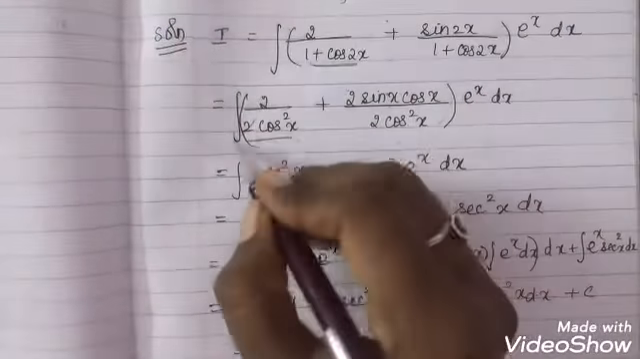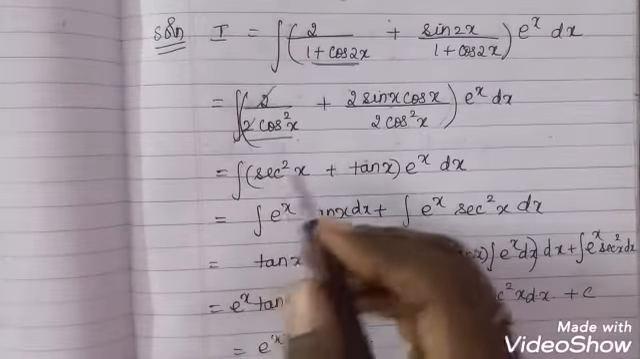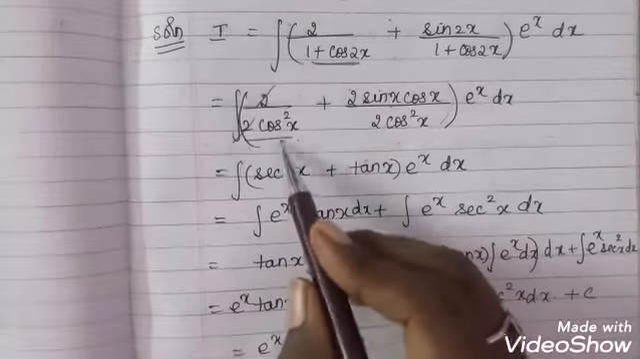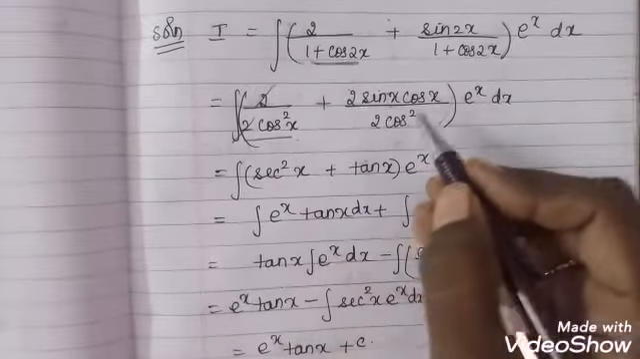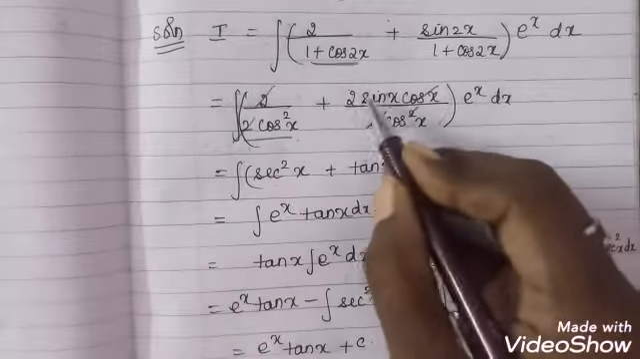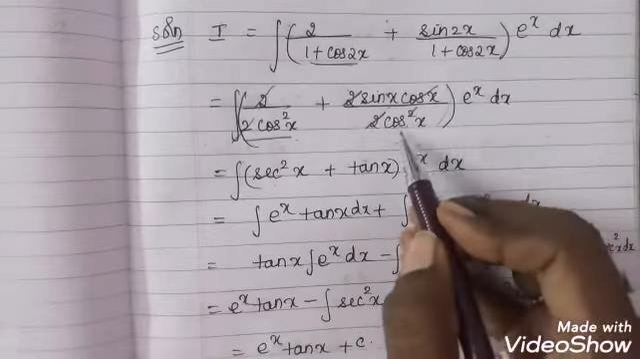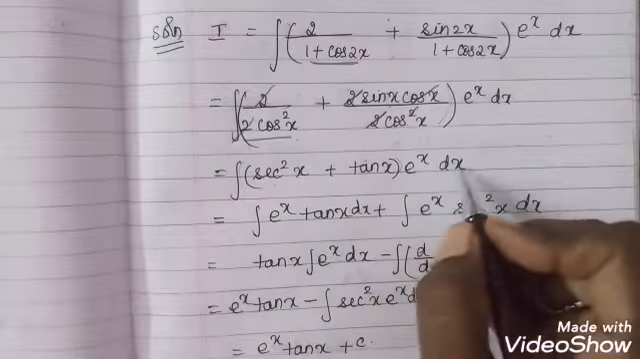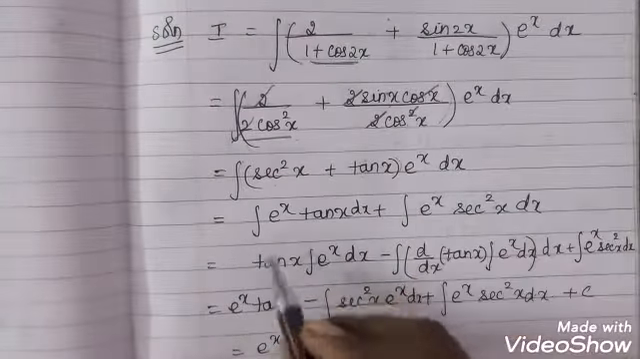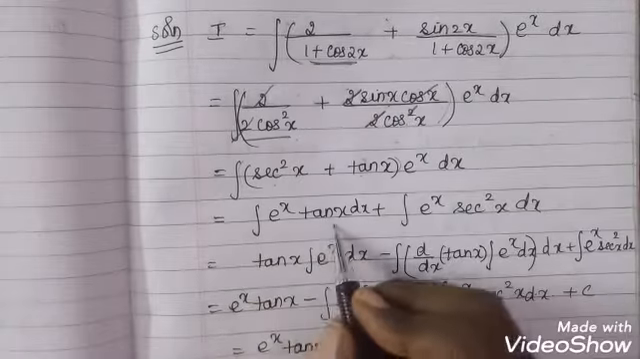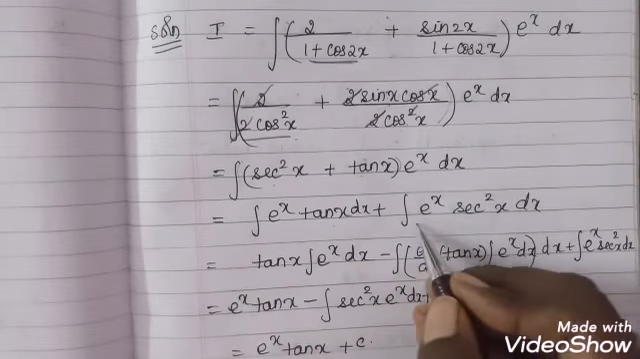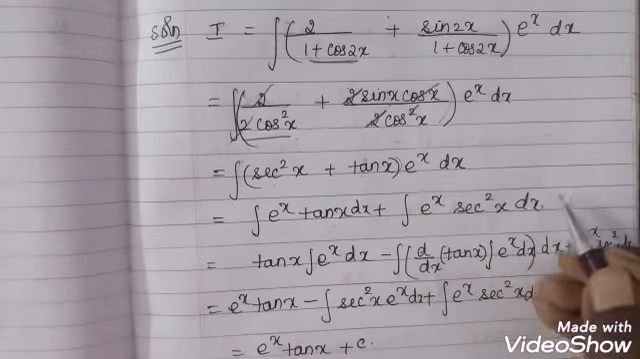Okay. So here your 2 and 2 get cancelled. It is the integral of secant squared x, because 1 by cos squared is secant squared x, plus, here again, 2 and 2 also get cancelled. Sine by cos is tan x, into e power x dx. So when I multiply and write it, it's the integral of e power x into tan x dx plus the integral of e power x into secant squared x dx.